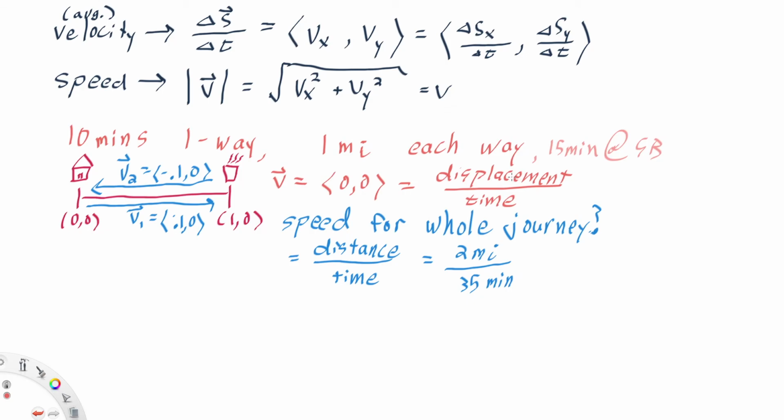Nathaniel asks, why is V2 negative and V1 positive? Because they're in opposite directions, so one of them has to be negative. And arbitrarily, we said that towards Starbucks is the positive x direction.